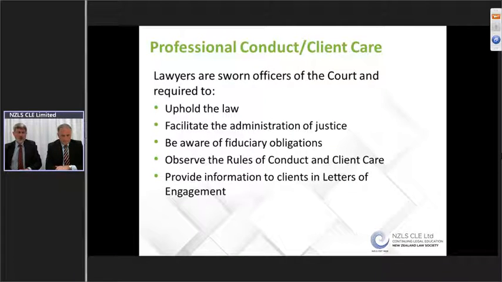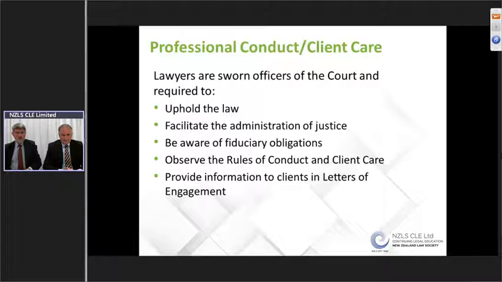As I've said a moment ago, we're all bound by Section 4 of the Lawyers and Conveyancers Act. We're sworn officers of the court. We're required to uphold the law and facilitate the administration of justice, and we must at all times be aware of our fiduciary obligations. Some people think that running a business and observing fiduciary obligations to clients are not that compatible, but I can assure you that it is, and it's a matter of balancing those obligations and ensuring that you do remember always that you're a lawyer, but at the same time ensure that you operate your business successfully.